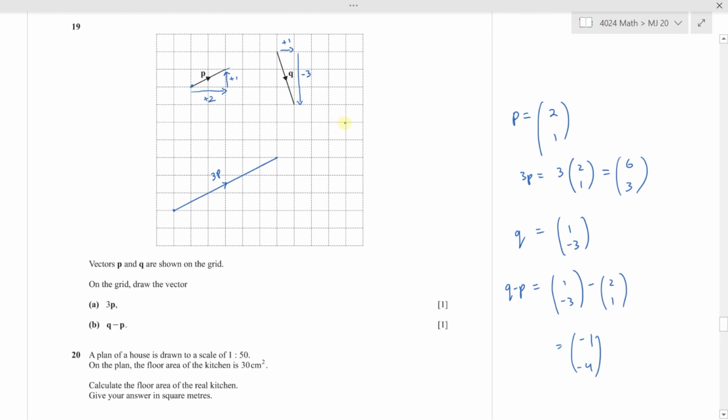So let's start from this point here. Now you have to draw q minus p, which is minus 1, minus 4. So if I start here, I go negative 1 in x, which will be here, and then I go negative 4 in y. 1, 2, 3, 4, negative 4. So I'll end up here. So if I join these 2 points through a straight line like this, let me try that again.